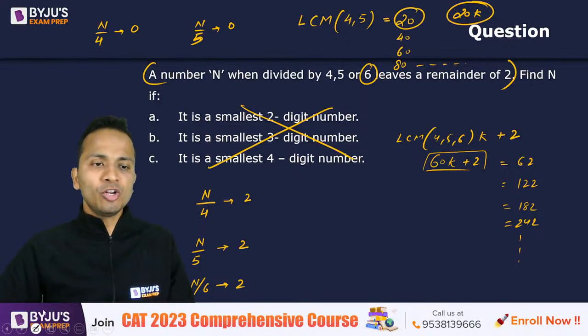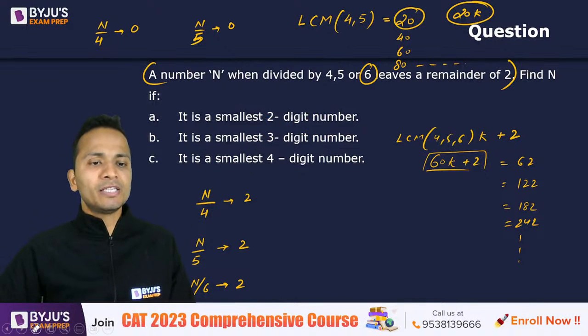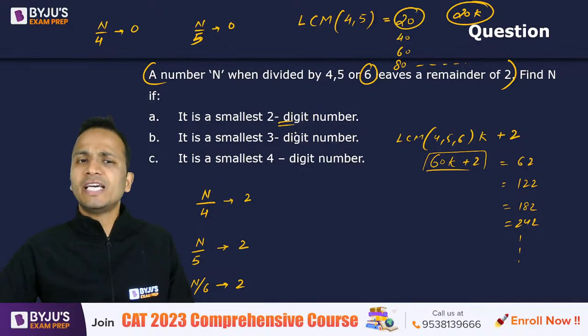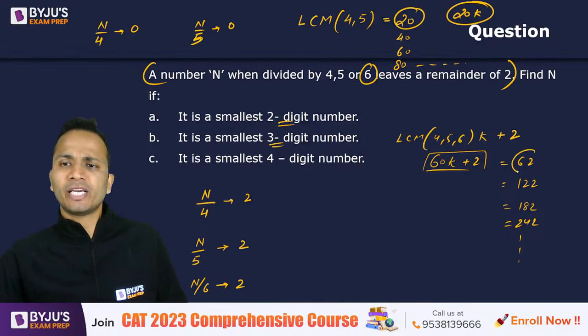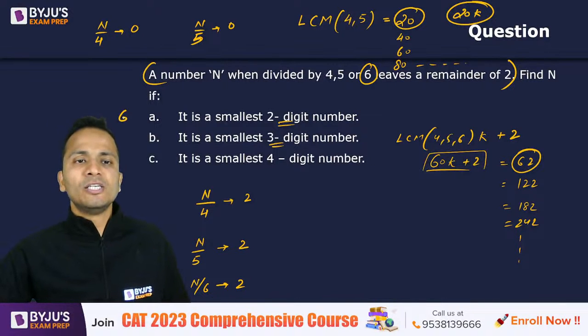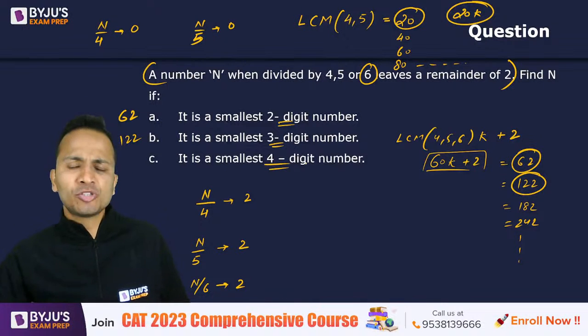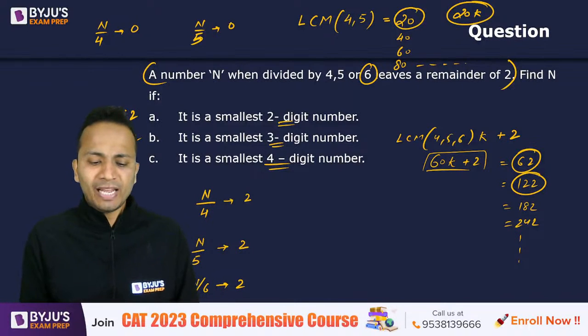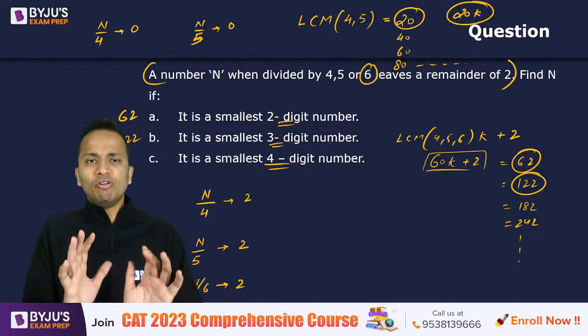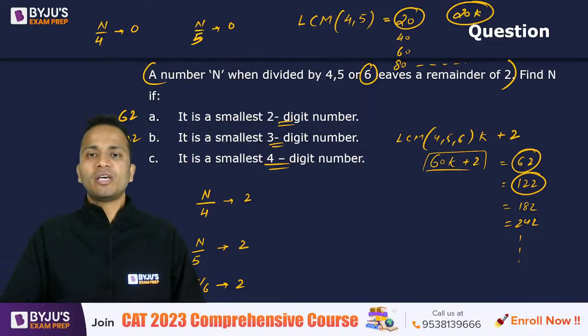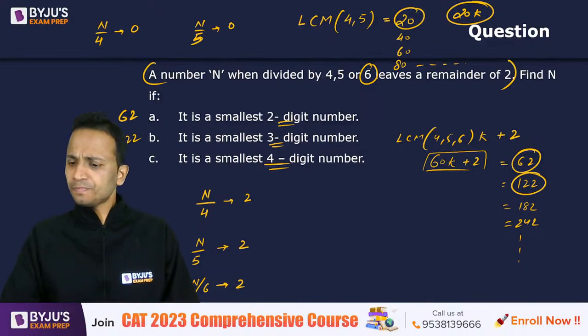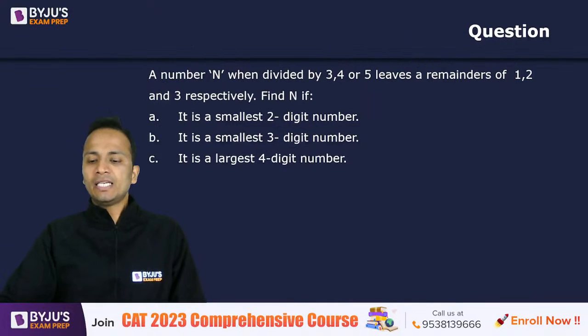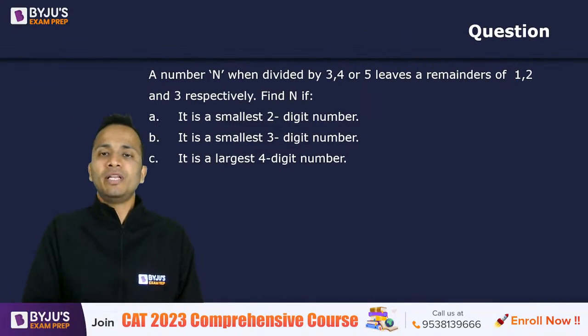Now if we go back to the question, you need to find the smallest 2-digit number of this type, and the smallest 3-digit number of this type. So the smallest 2-digit number will be 62, right? The smallest 3-digit number will be 122. Likewise, you can obtain the smallest 4-digit number of this type just by trial, putting values of k. So this is how you need to deal with these types of questions. Very simple question. Now let's move ahead and look at the next form of a similar question.